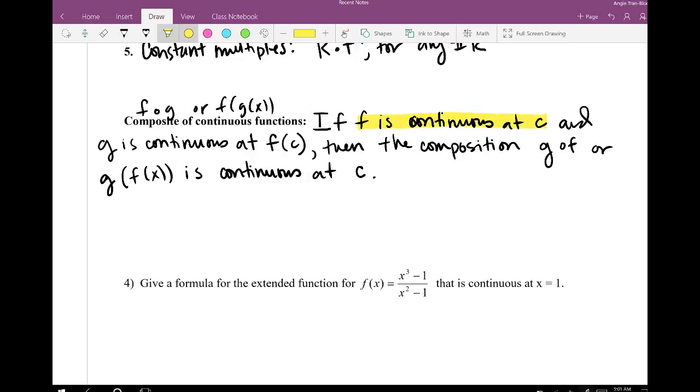So we know this right here is true, right? If f is continuous at c. Well, this one right here is kind of confusing. Why is g continuous at f of c?